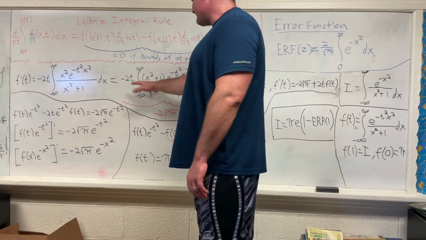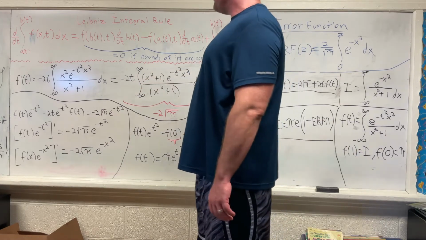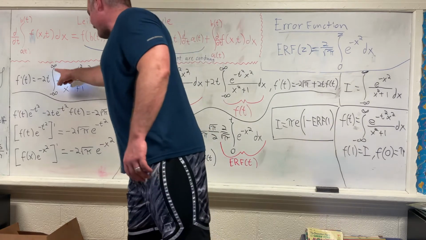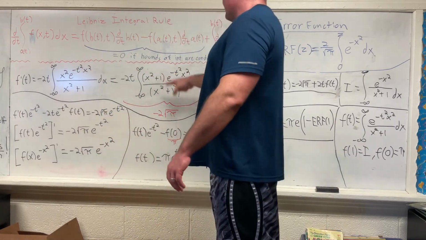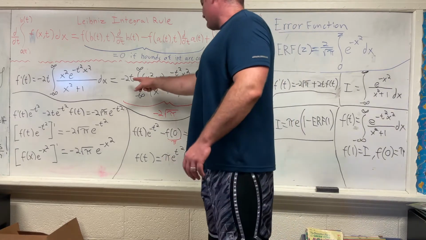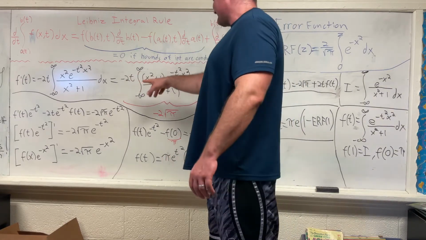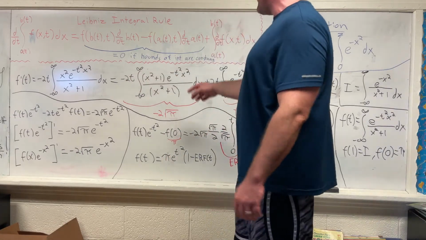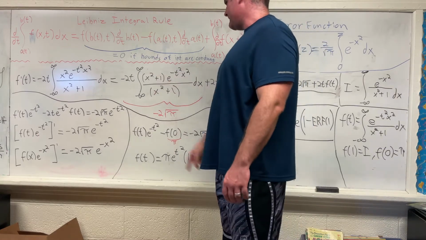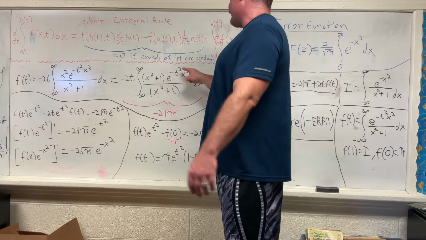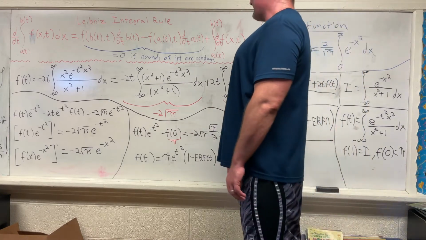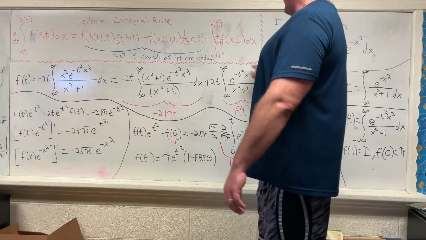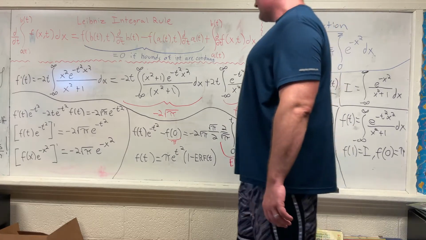Right here, what we do is we put parentheses around that x squared and add a 1 inside of it. That has the effect of really subtracting negative 2t times the integral from negative infinity to infinity of e to the negative t squared x squared over x squared plus 1 dx. So we have to add that back, and that's what I did.